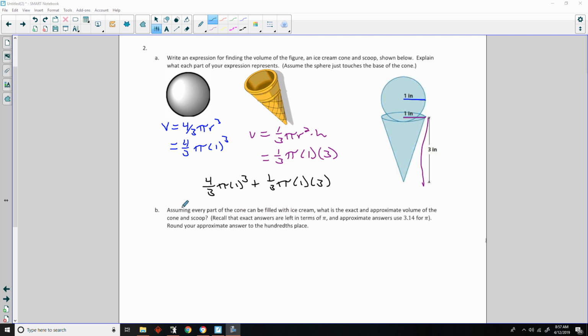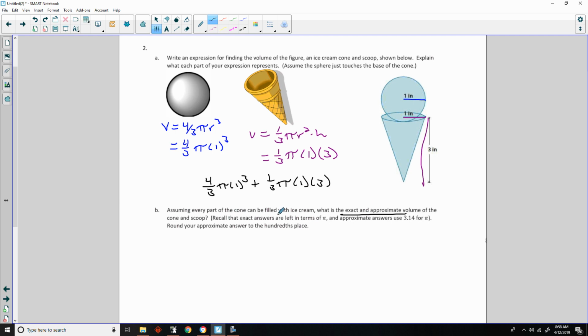It says B, assume every part of the cone can be filled with ice cream. So in other words, we're going to fill it and press it down so there's no air in here. It's going to be filled in solid, and then the scoop will be sitting on top. What is the exact approximate? I like that. What is the exact approximate volume? Well, which is it, exact or approximate? That's funny. Of the cone and scoop.